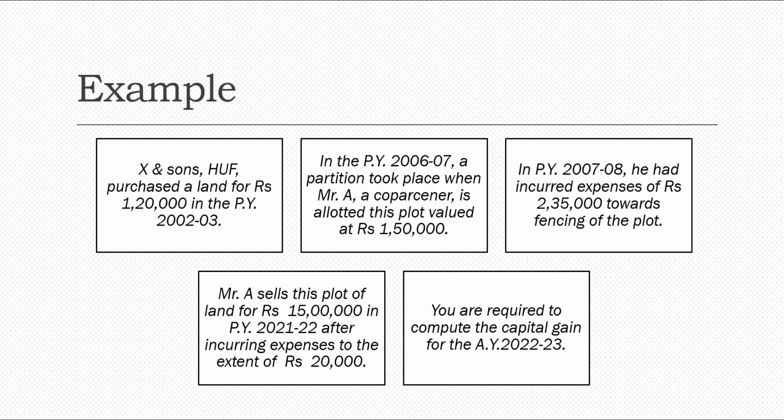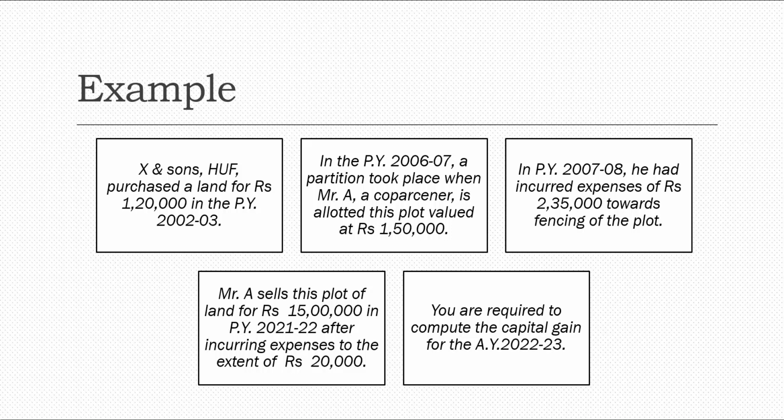So either you have a property which is self-acquired or you have a property which belongs to your ancestors, which is called HUF. So X and sons is an HUF. They got the property from their fathers or their ancestors. So they purchased a property. Now they might have got cash, for example, that is HUF cash. So they bought a property of 1,20,000 from that. It's an HUF property. Now in 2006 2007, some property was passed on to one of its co-partners, which is A. Co-partner means there can be B also, another son. So A got a property of HUF and the value was 1,50,000 for that property.